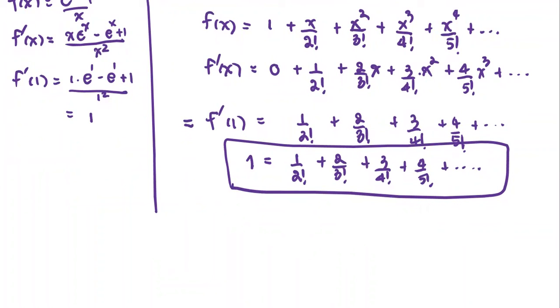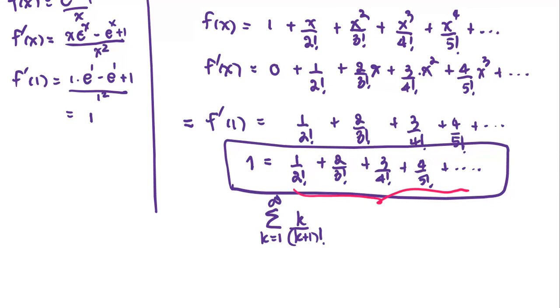And in the second part, we're going to evaluate the value of the summation of k over k plus 1 factorial, k from 1 to infinity, which is the same as the series that we obtained from using the derivative of f by using the Taylor series. That means the summation of k over k plus 1 factorial is exactly the same as the value 1.